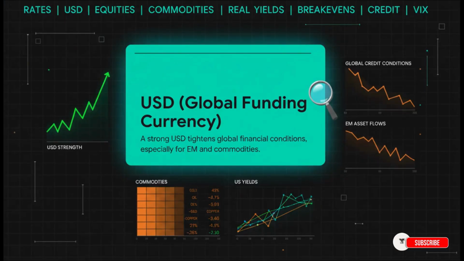Then there's the big one, the US dollar. And it is not just another currency. It's the world's main funding and settlement currency. So here's the key takeaway. A stronger dollar acts like a tightening of global credit. It makes it harder for everyone else to do business. A weaker dollar does the opposite. It's like a global economic lubricant.